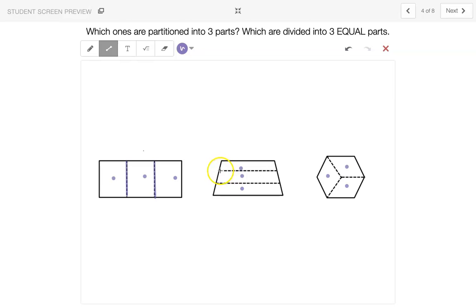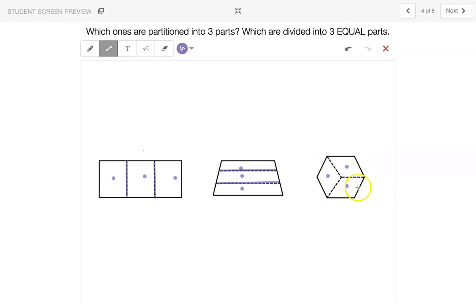Now let's look here. If we divide this, we do that on the dotted line and we fold over and fold over, that's not going to fit perfectly on there. So although this is divided into 3 parts, it is not 3 equal parts.